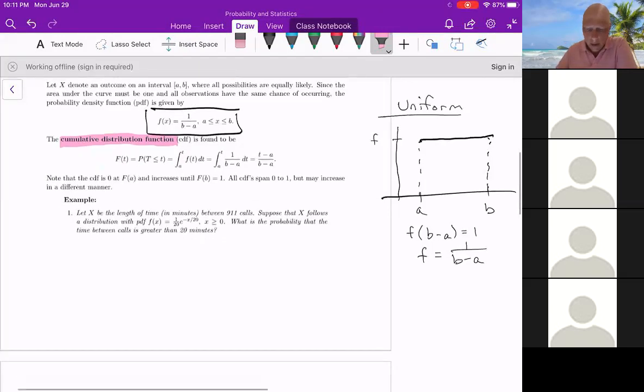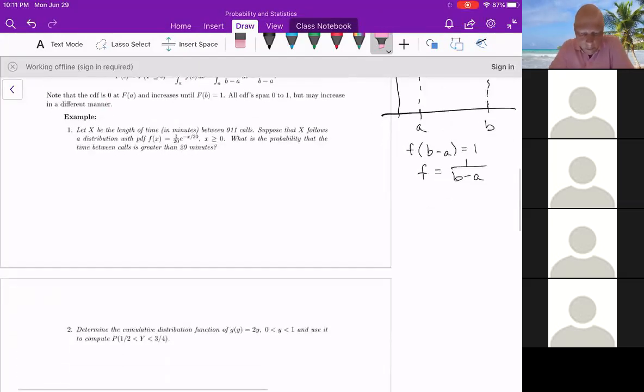But let's get to applying this. And our first problem says, let x be the length of time in minutes between 911 calls. Suppose that x follows a distribution with the PDF f of x equals 1/20th e to the negative x over 20, where x is greater than or equal to 0. What is the probability that the time between calls is greater than 20 minutes?